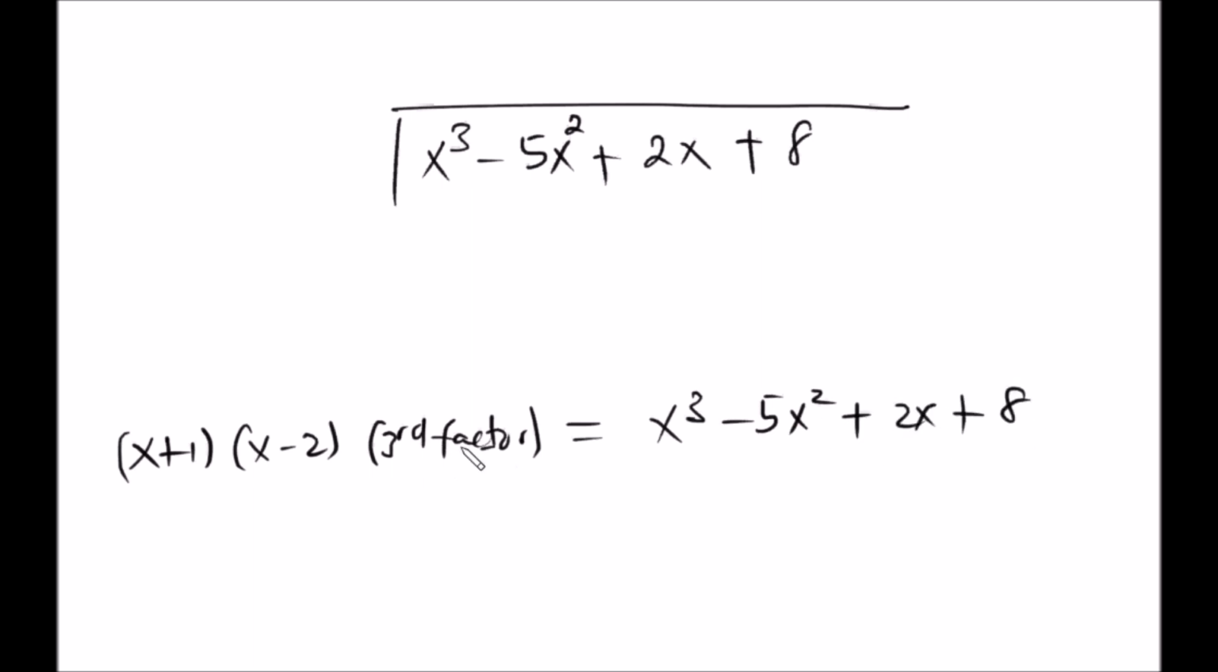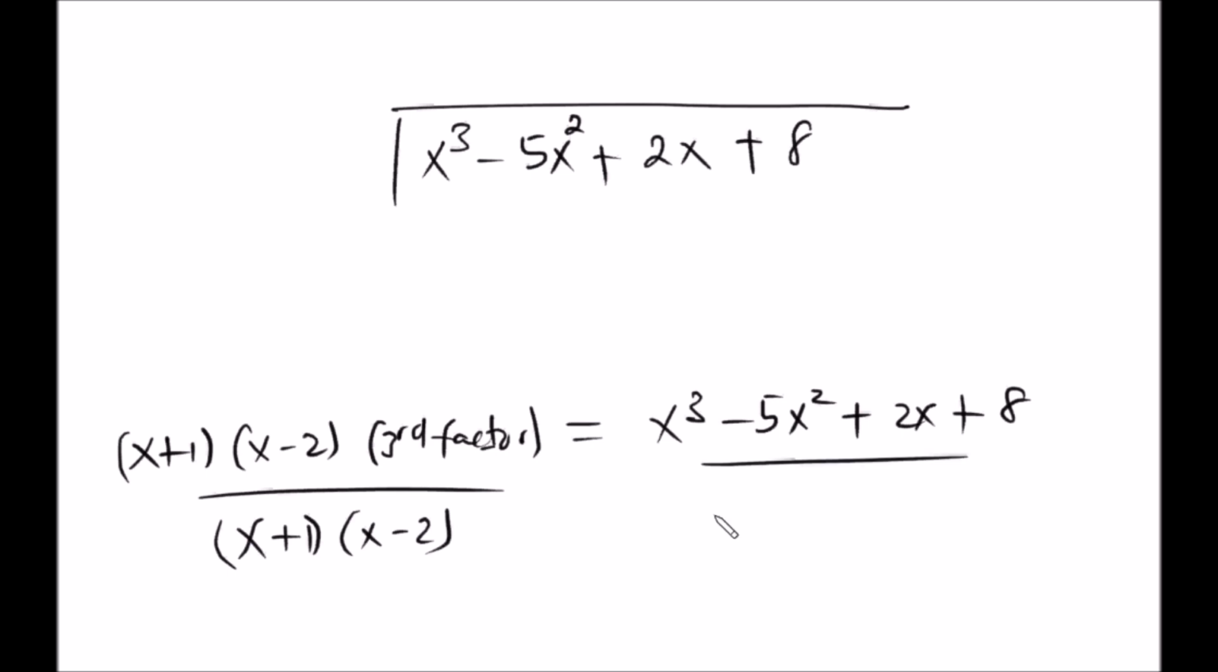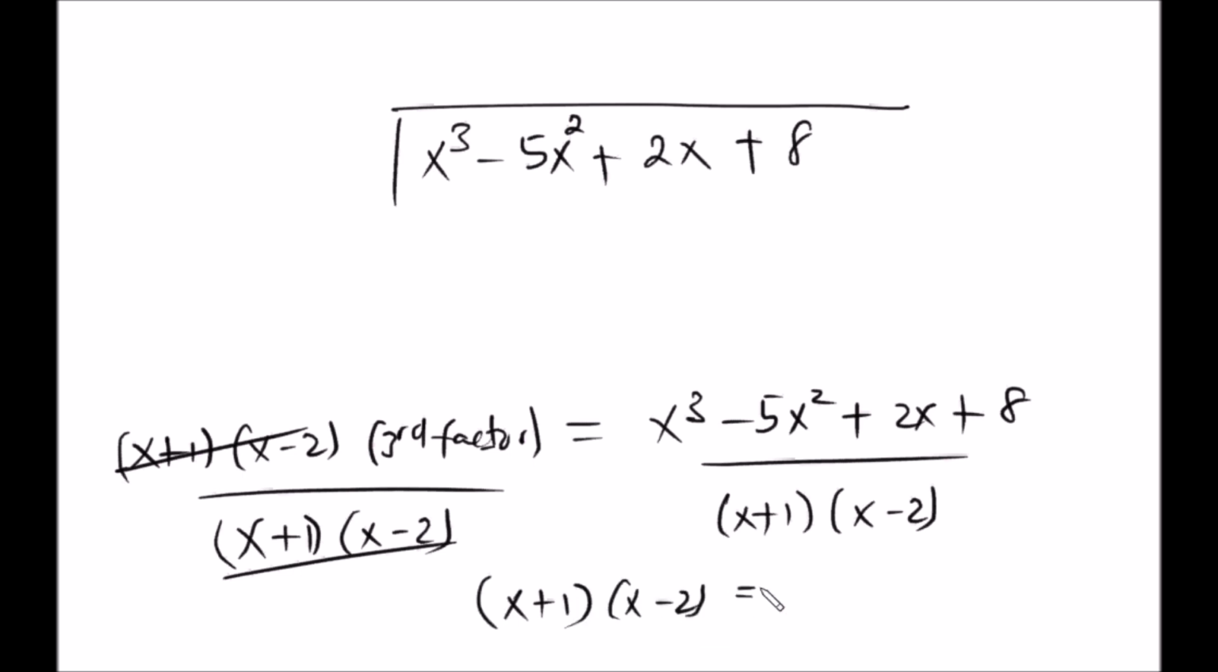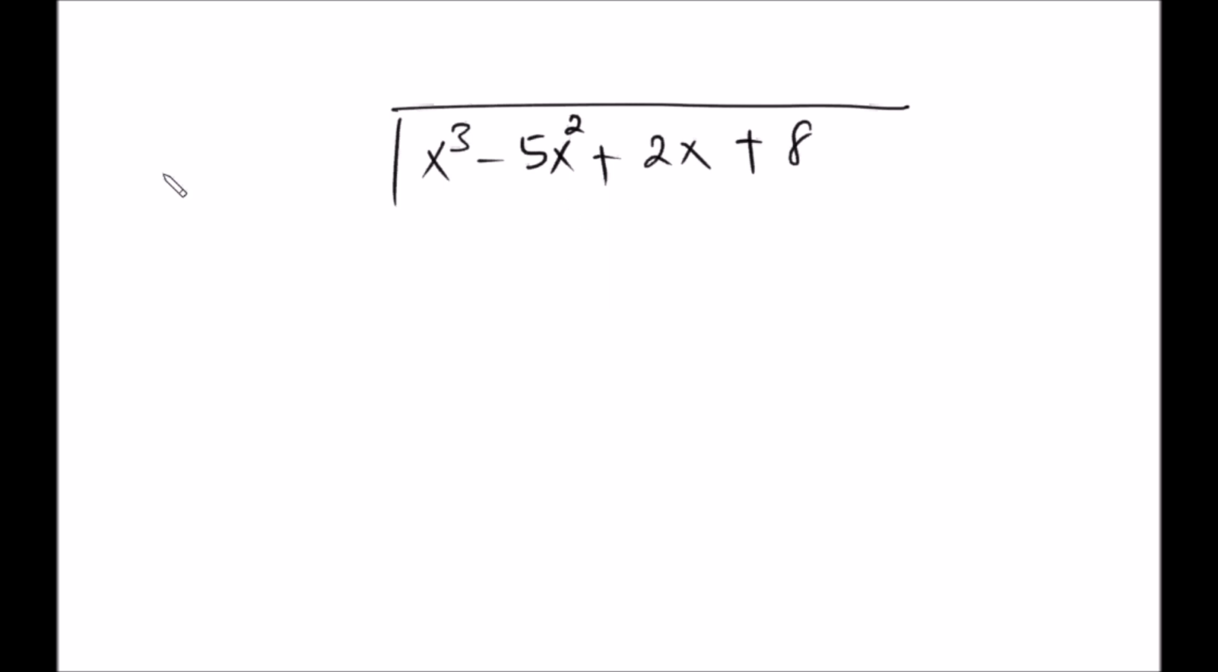Sasa anasema what is the third factor? Ili kuipata third factor, it means I have to divide this by x plus 1 and x minus 2 both sides. Kwa third factor nitaipata nikichukua huyu gawanya kwa huyu, lakini huyu x plus 1 times x minus 2 ni nini? Ni x squared minus x minus 2. To get the third factor, I'm going to take this divided by x squared minus x minus 2. So let's divide now.